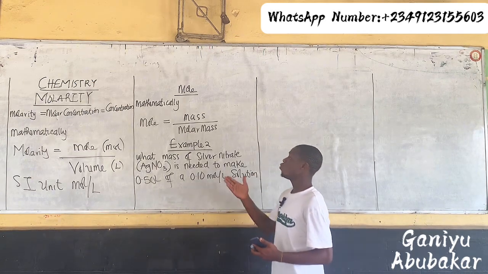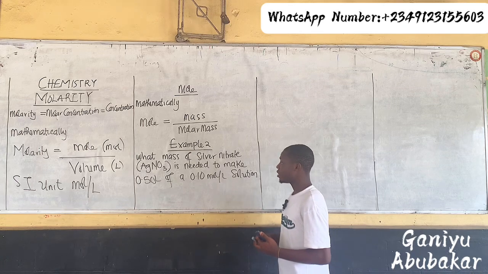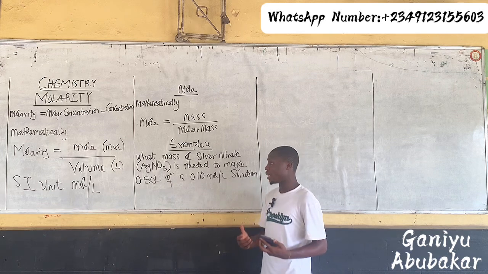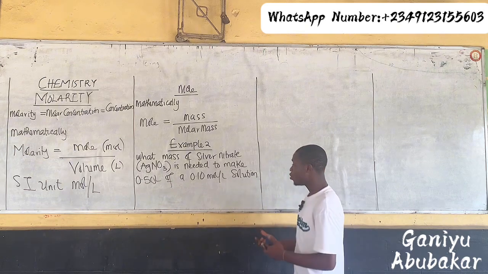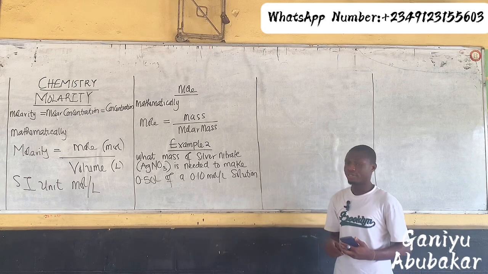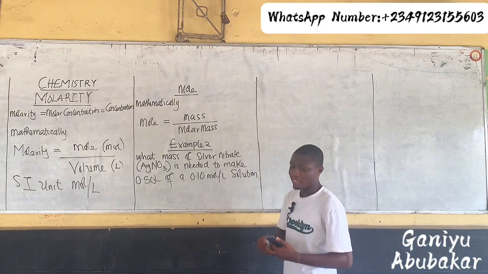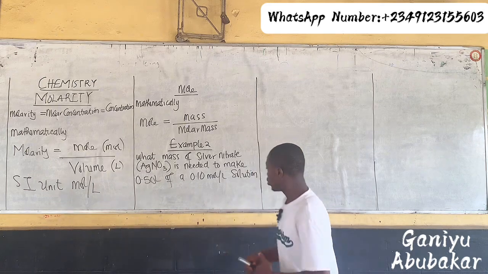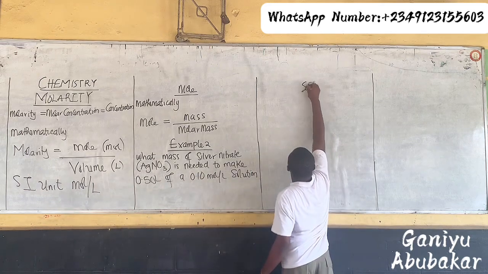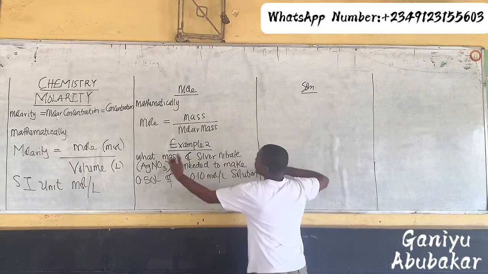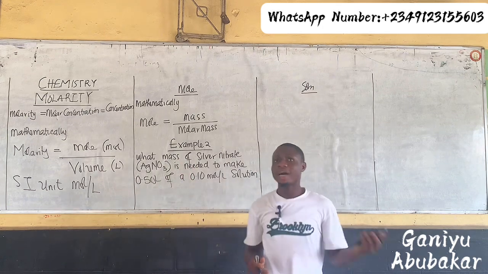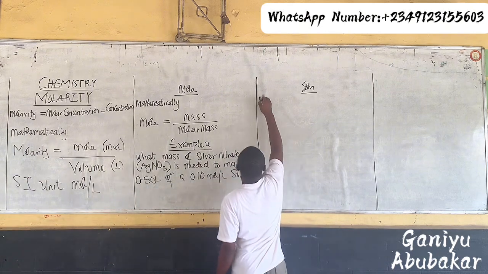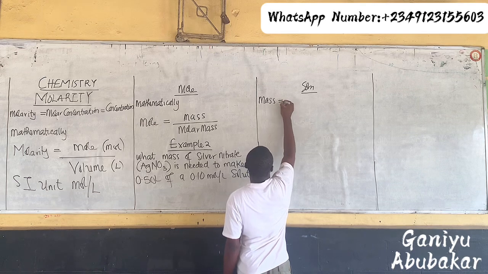It says, what mass of silver nitrate, that's AgNO3, is needed to make 0.50 liter of a 0.10 mole per liter solution? First, as we know in science, your very first task is to list out the given parameters. So what am I given there? First things first, what mass? From the words "what mass," it means that I'm looking for mass. So mass there is unknown.